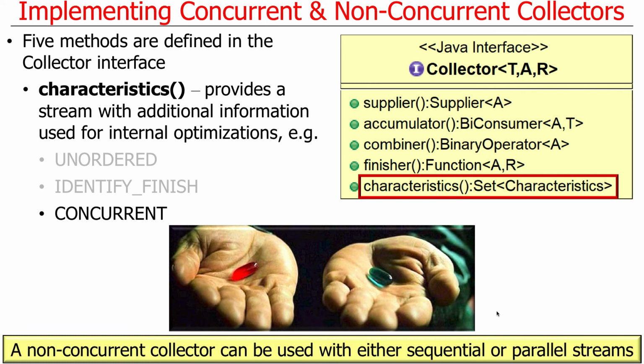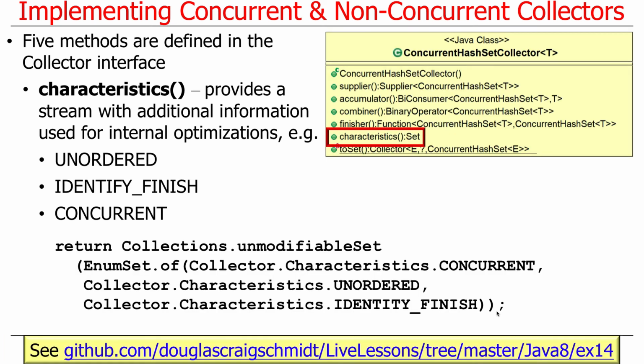And the key thing to remember here is a non-concurrent collector can be used with either sequential or parallel streams. Not entirely obvious when you first read the term why that's the case, but it is the case. And so you have to decide which to choose. And if you run my example program, you'll see both being used, and you'll see the performance consequence of using it.